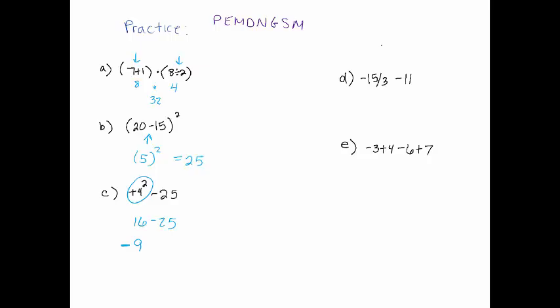For D, we don't have any parentheses. We don't have any exponents. Multiplication, division. We have a division right there. So negative 15 divided by 3 is negative 5. So we have negative 5 take away 11. Now we have a same sign problem. Negative 5 and negative 11 is negative 16.